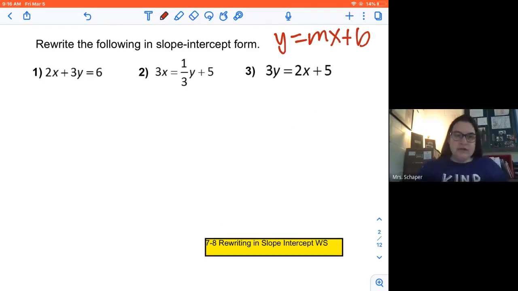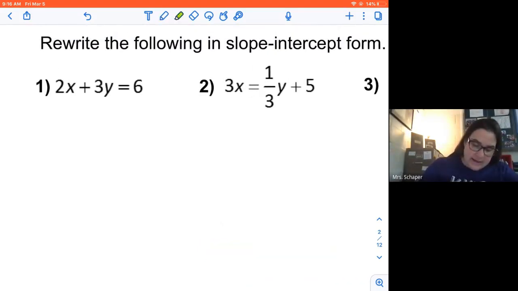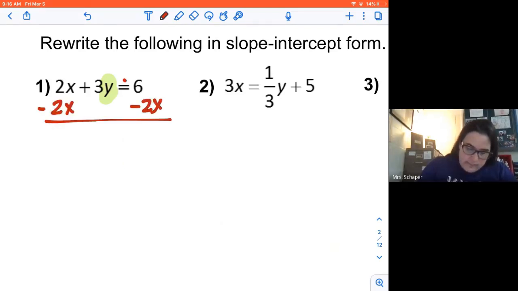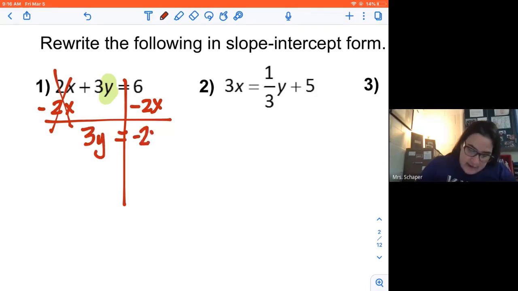So when I look at this first one, my goal is to get y by itself. And so I'm going to undo everything around it. I have to peel it all away. So I'm going to subtract 2x from both sides. 2x minus 2x, they cancel out. So I'm left with 3y equals negative 2x plus 6.